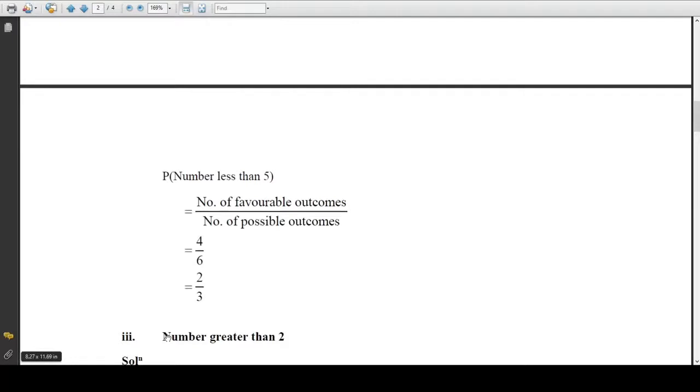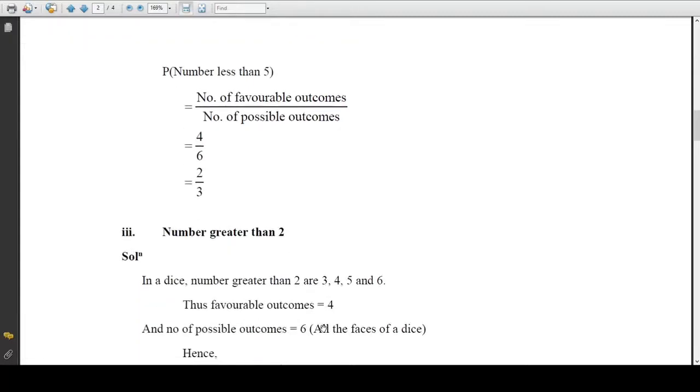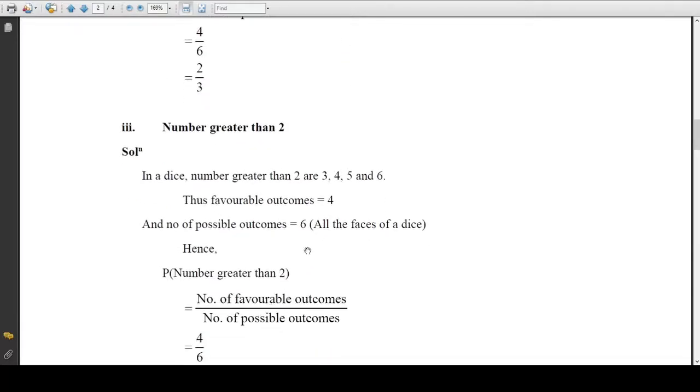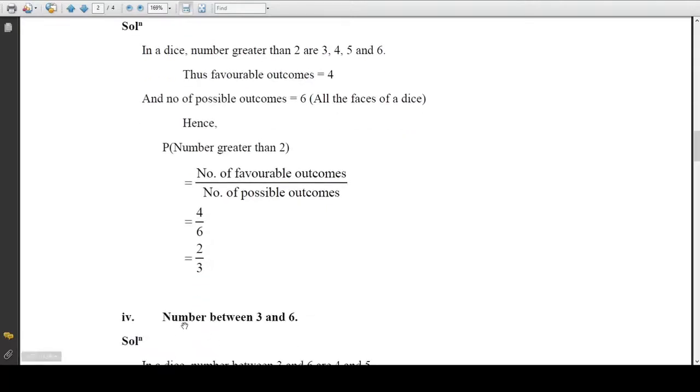Okay. Now going to the next number, number 3, a number greater than 2. The numbers greater than 2 are 3, 4, 5 and 6. That means how many outcomes? 4 outcomes. Whereas the possible outcomes are the same, 6. Hence the probability of getting a number greater than 2 will be 4 by 6, which is again 2 by 3.